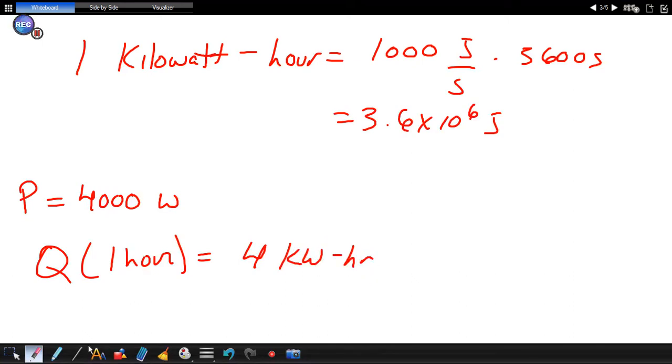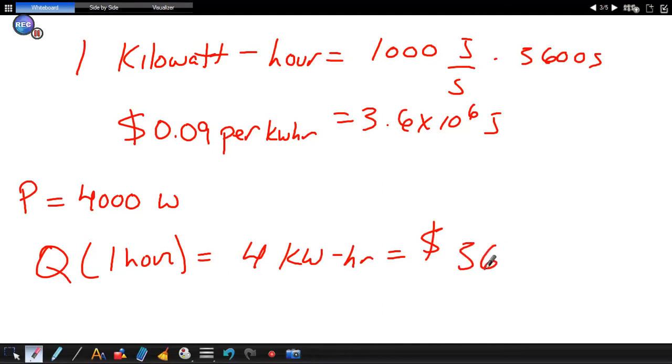And you buy your electricity from the electric company at some rate, say 0.09 per kilowatt hour. So this is 4 times 0.09, which is 36 cents.